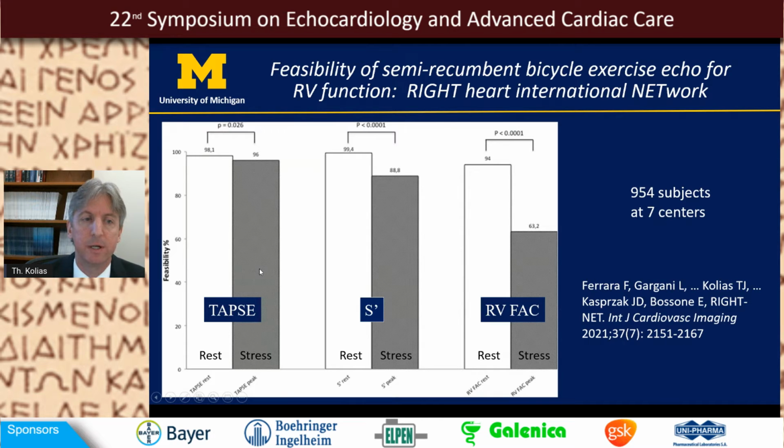And when they looked at TAPSE, the feasibility was very high, 98% at rest, and equally high with stress, at 96%. When they looked at S prime at rest, it was very feasible. It was quite feasible with stress, slightly less than at rest, but still quite high, close to 90%. When they looked at the feasibility of right ventricular fractional area change, although it was very feasible at rest, with stress it was only feasible in about 2/3 of the patients.